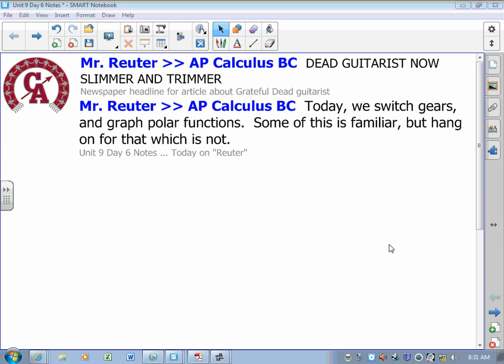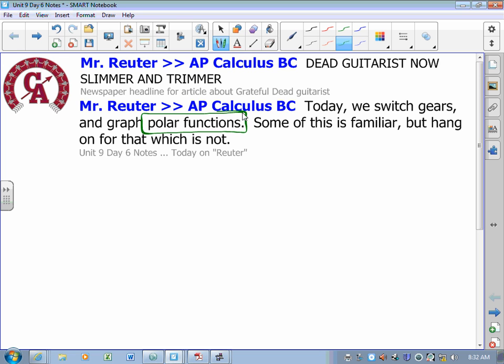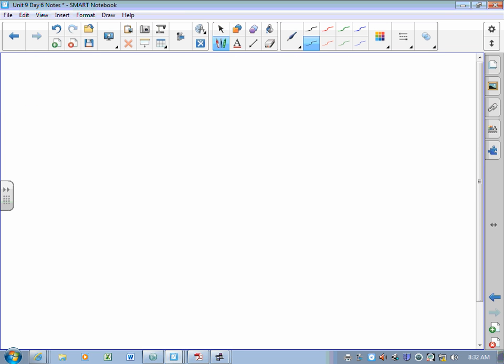Okie dokie, folks. One topic left. Going to take 3 days to talk about it. And when we're done with this topic, we're done with AP Calculus BC. Polar functions. Got to remind us of everything we used to know about polar functions, polar coordinates. Some of it is familiar from a pre-calculus course. Others of it will not be, but that's okay.